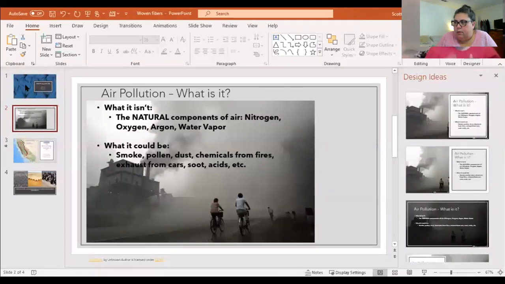Well, I can tell you first off what it is not. It is not the natural components of our air that we talked about yesterday. It's not nitrogen, oxygen, argon, and water vapor. So it's the stuff besides that we're throwing into our air. What it could be is anything from smoke to pollen to dust to chemicals from fires, exhaust from cars, soot, acids, etc.